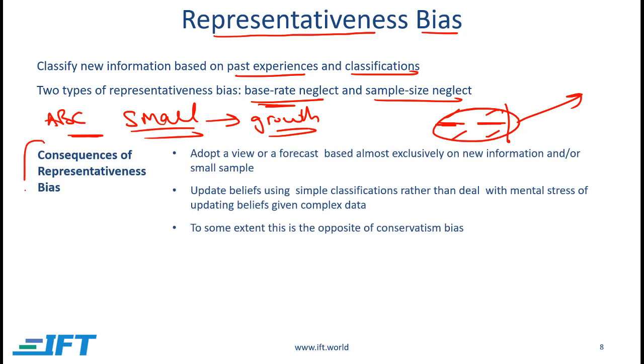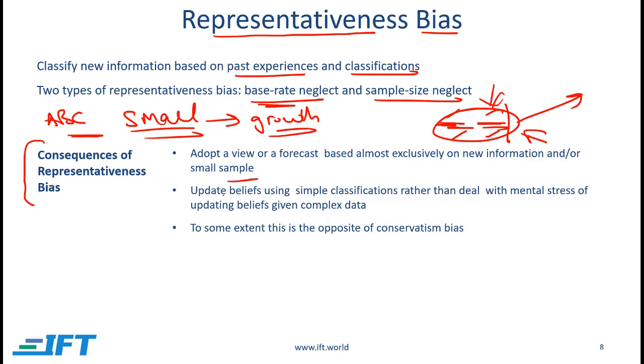What are the consequences of representativeness bias? One possible consequence is that somebody who suffers from this bias will adopt a view or forecast based almost exclusively on new information and or a small sample. So that's exactly what's happening over here. The investor has this new or recent information which is in his face. He sees this more easily and then makes decisions based on this representative data.